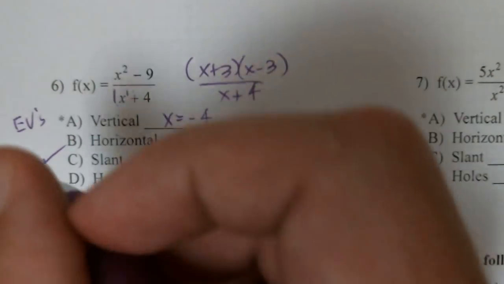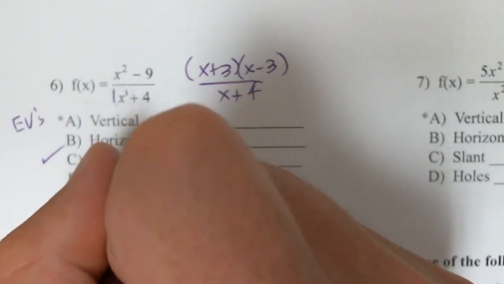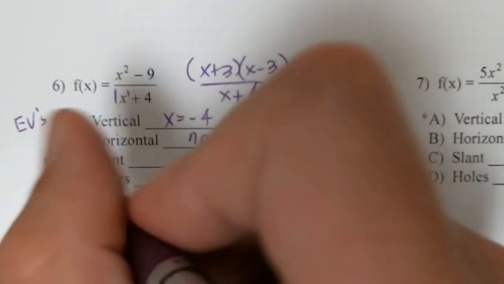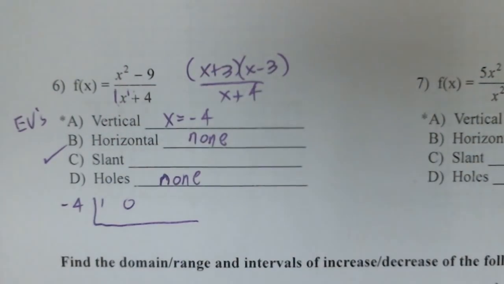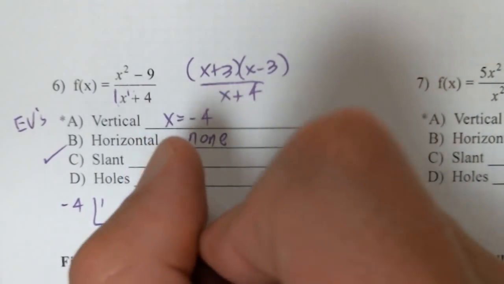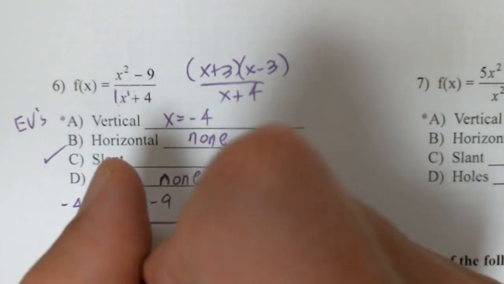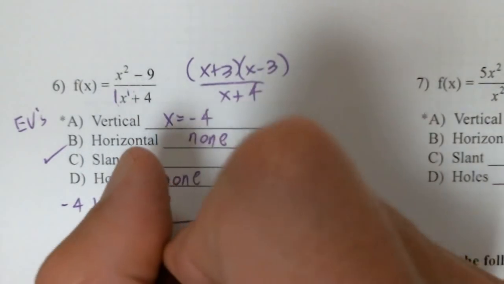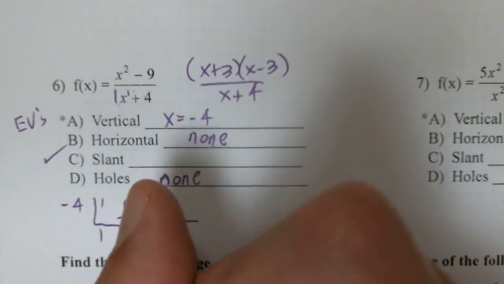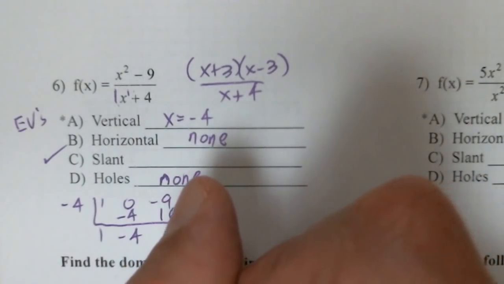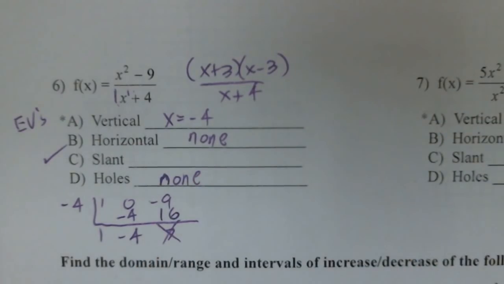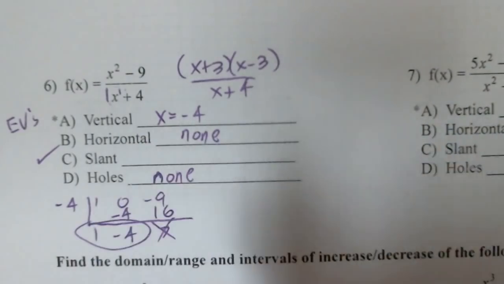Okay, so I flip that sign. So I've got negative four. Okay, I put a 1 for the squared. I don't have an x term, so don't forget the placeholder. I have a 0 for the x term, and I have a negative 9 for the constant. Okay, so bring down the 1. Negative 4 times 1 is negative 4. 0 plus negative 4 is negative 4. Negative 4 times negative 4 is 16. 16 minus 9 is 7. But remember, we don't care about the remainder. I only care about what's left over here.